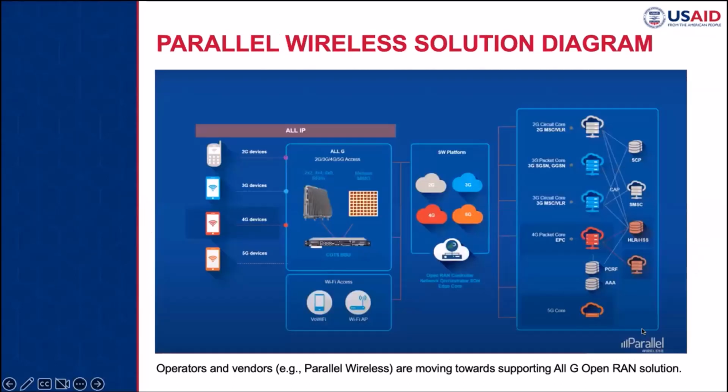Okay, so Parallel Wireless provides some solutions to allow the operators and vendors to move towards supporting 5G or all G Open RAN solutions. Right. So this is just their overview of their implementation. They can provide all G solutions. That means 2G, 3G, 4G, 5G access. And they also have some software implementations of the different virtualized network functions.